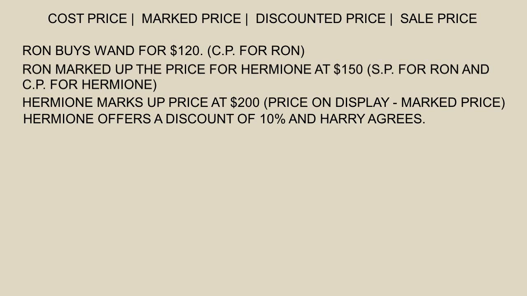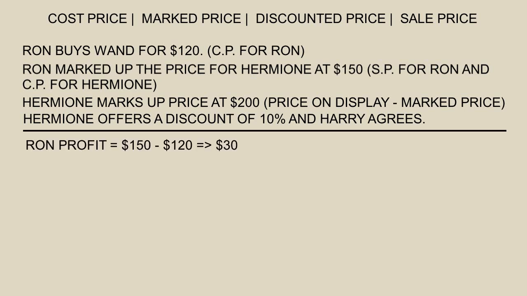Ron firstly sells it at a profit. What is the profit? It's $150 minus $120, which is $30. The profit percentage is the profit divided by the cost price for Ron, that is $120, into 100, which is 25%.